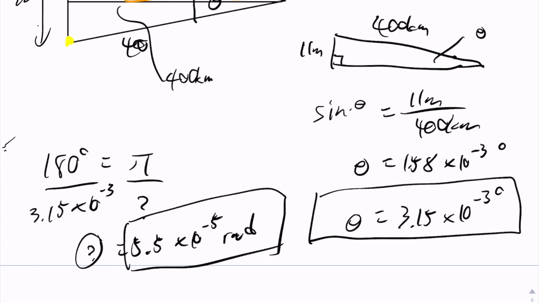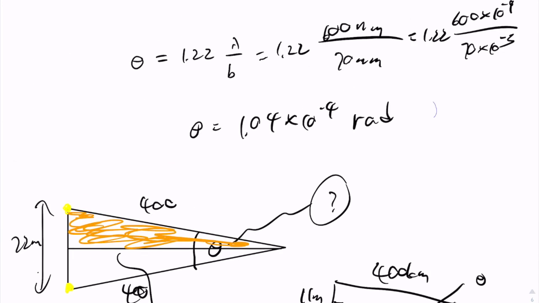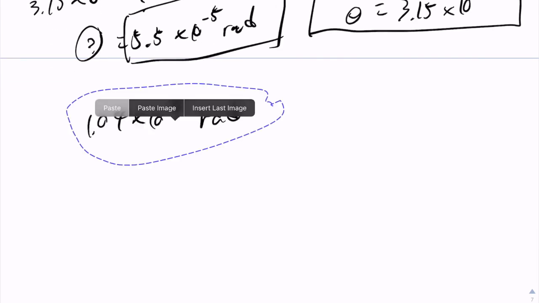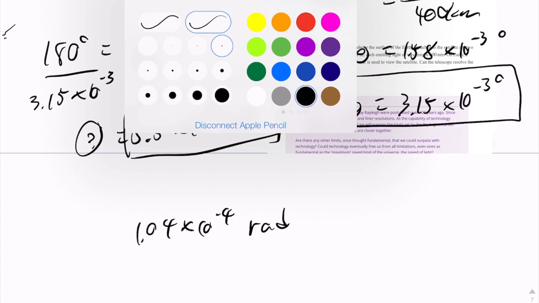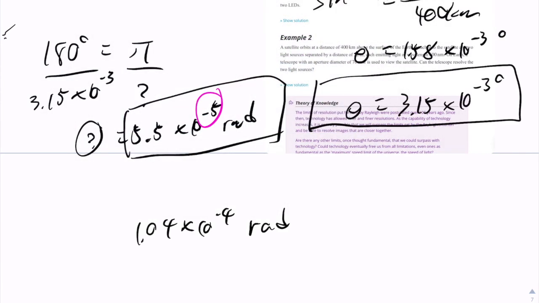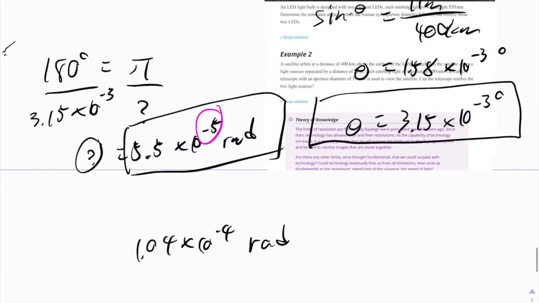Let's compare that with what's on top. Actually, I'll bring what's on top down here. Okay, so this is the minimum angle. And our value is smaller than that, which means it does not resolve because the angle is too small.